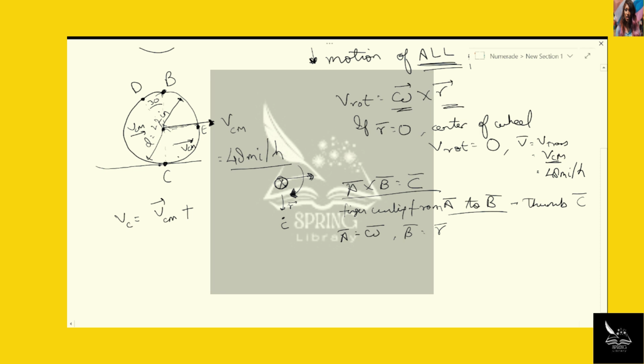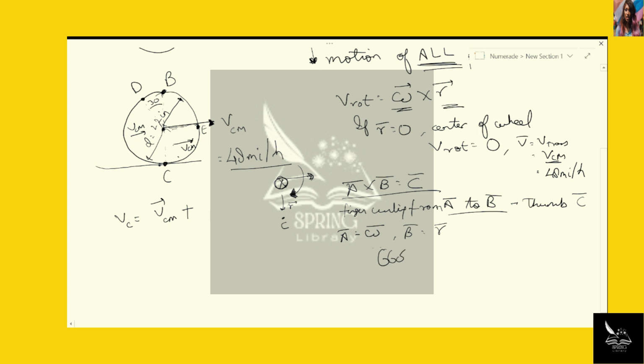So take your fingers down towards the page because that is omega, and curl your fingers towards where r is. r is pointing downwards. So you first take your hand down, and curl your fingers towards where r is pointing. You will see that your thumb is pointing towards the left, because your hand will make a motion like this.